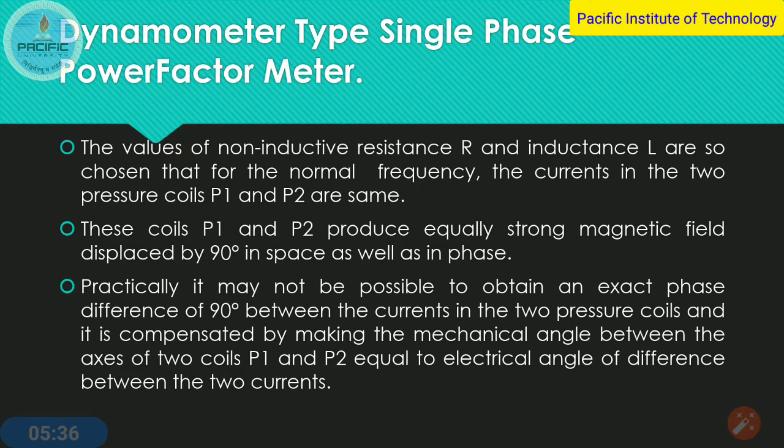Now practically it may not be possible to have an exact phase difference of 90 degrees between the currents in the two pressure coils. And to compensate for it, we can make the mechanical angle between the two axes of the two coils P1 and P2 equal to the electrical angle difference between the two currents.